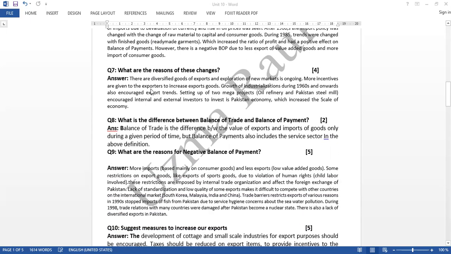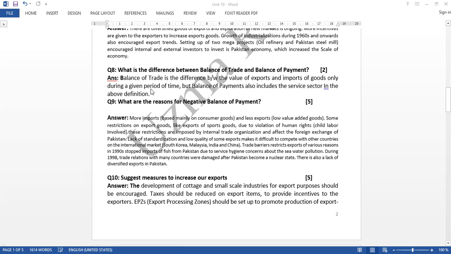But first we will complete answer number 9, which is: what are the reasons for negative balance of payment?